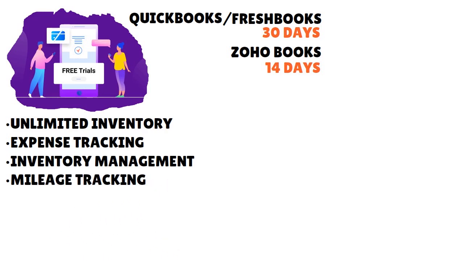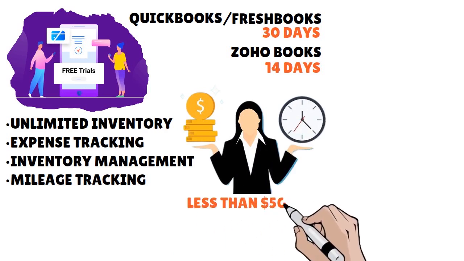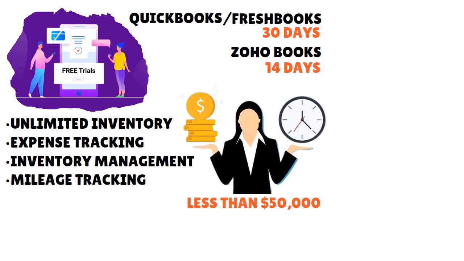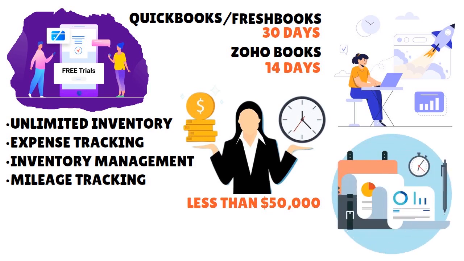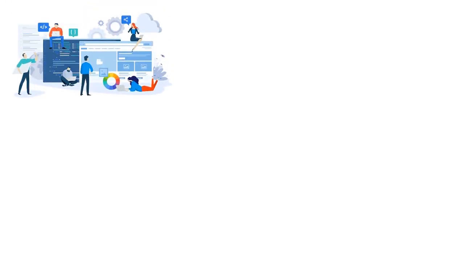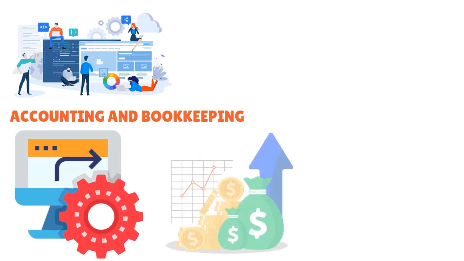But with Zoho Books, you have unlimited inventory, expense tracking, inventory management, and mileage tracking. So that's really cool. And Zoho actually does have a free plan for businesses with an annual revenue of less than $50,000, which can be a great solution if you have a startup, sole proprietorship, or let's say even a home-based business that needs a basic accounting system. You also enjoy access to many useful features so that you can automate your accounting and bookkeeping without the high cost. So this is really good.